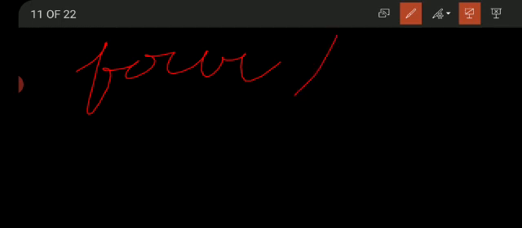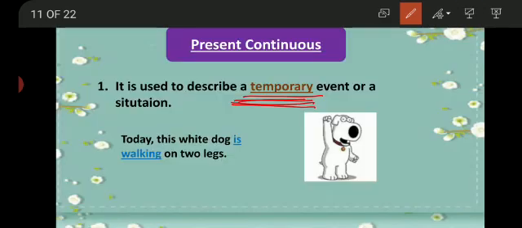Okay, but if I say I see a dog that is standing on two legs, it is a situation that will be of a short period. It can't go on for a long time. So today this white dog is walking on two legs. So for showing the temporary event, that is why we have used is walking. So this is showing the continuity of the action but for a short period of time. Today this white dog is walking on two legs.